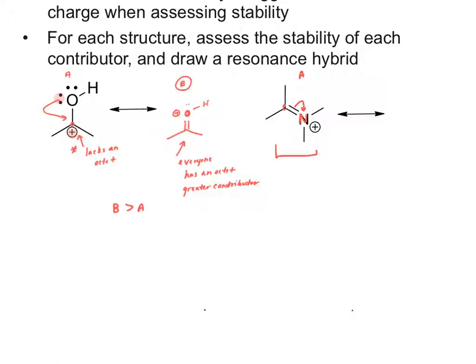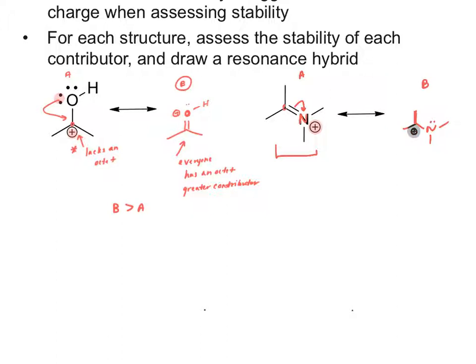Nitrogen, that's ugly. Nitrogen with the lone pair. Now we have a positive charge on the carbon, right? And so again, these differ in the fact that we've got a positive charge on the nitrogen in structure A. Now we've got a positive charge on the carbon in structure B.